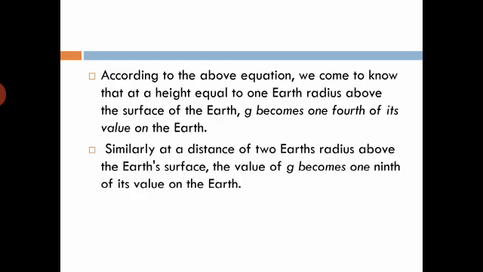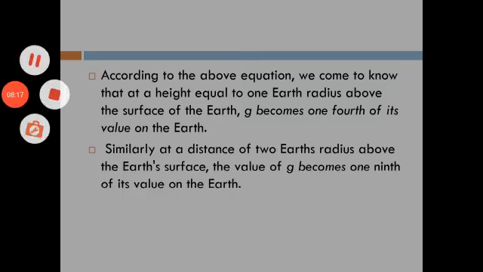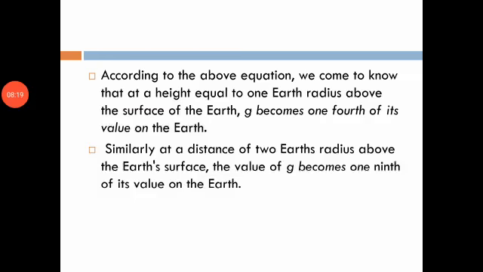According to this equation, we came to know that at a height equal to 1 earth radius above the surface of the earth, g becomes 1/4 of its value on the earth. Similarly, at a distance of 2 earth radius above the earth's surface, the value of g becomes 1/9 of its value on the earth.